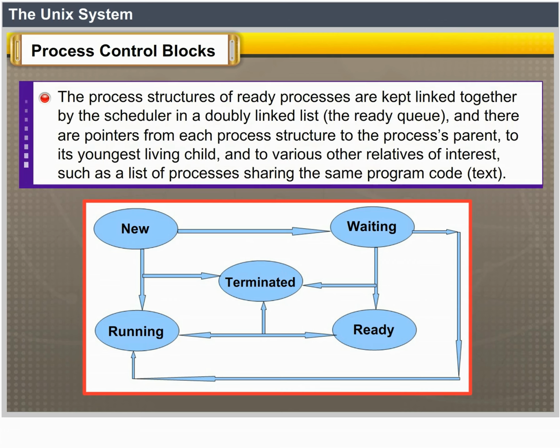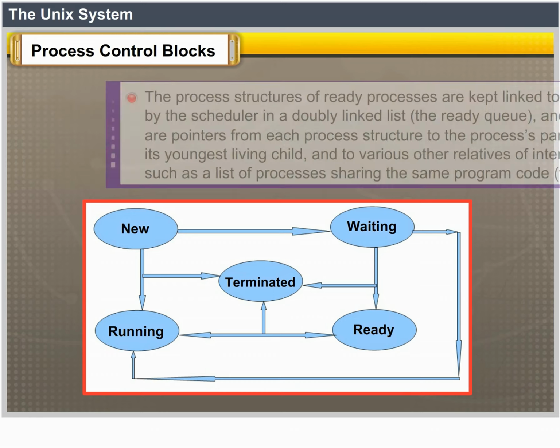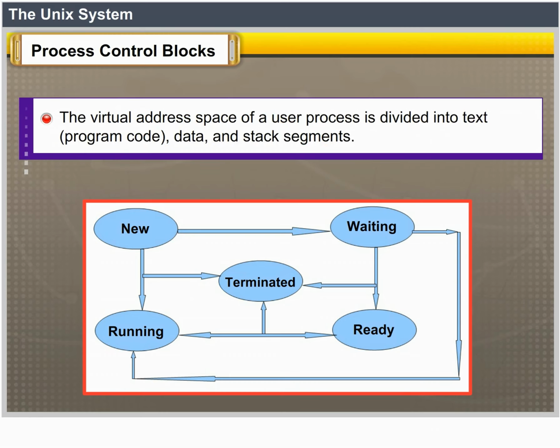The process structures of ready processes are kept linked together by the scheduler in a doubly linked list, the ready queue, and there are pointers from each process structure to the process's parent, to its youngest living child, and to various other relatives of interest, such as a list of processes sharing the same program code text. The virtual address space of a user process is divided into text, program code, data, and stack segments.